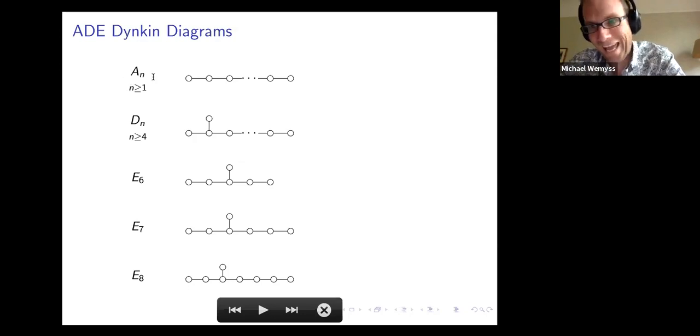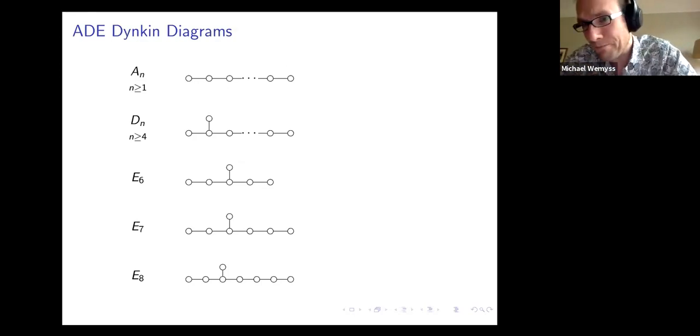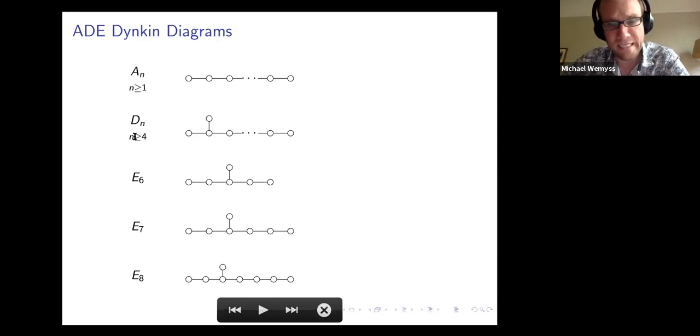And so A_n has n vertices, 1, 2, 3, up to n minus 1, n, and they're connected in a line. In some sense, this is one of the simplest possible graphs. So it's an infinite family, but it's not a particularly complicated infinite family.